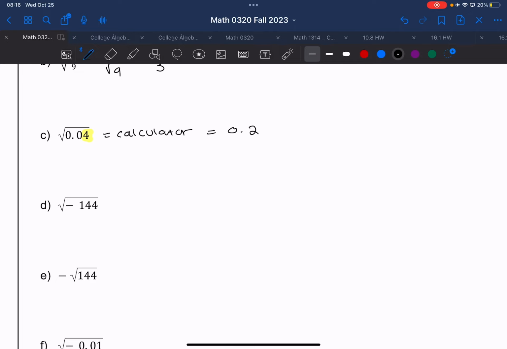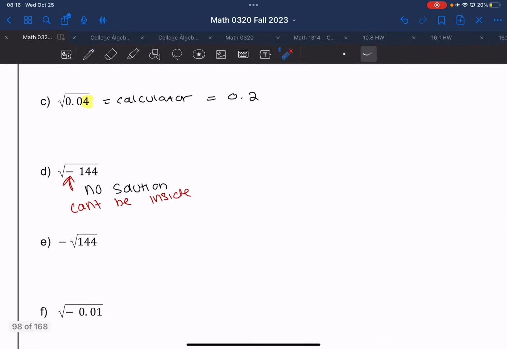D. No solution, because we cannot take the square root of a negative number. So that negative can't be inside. Okay, what about E?